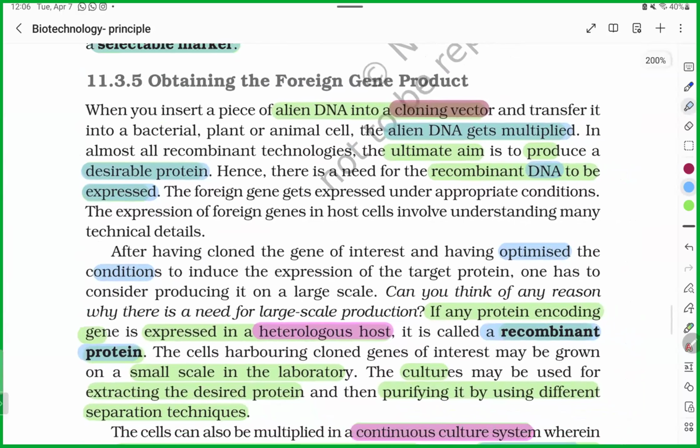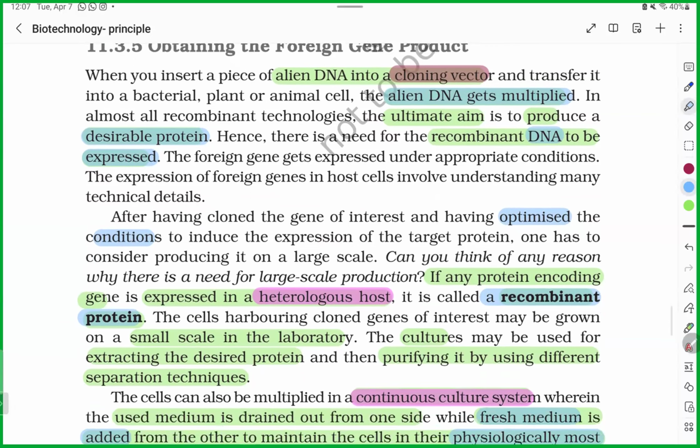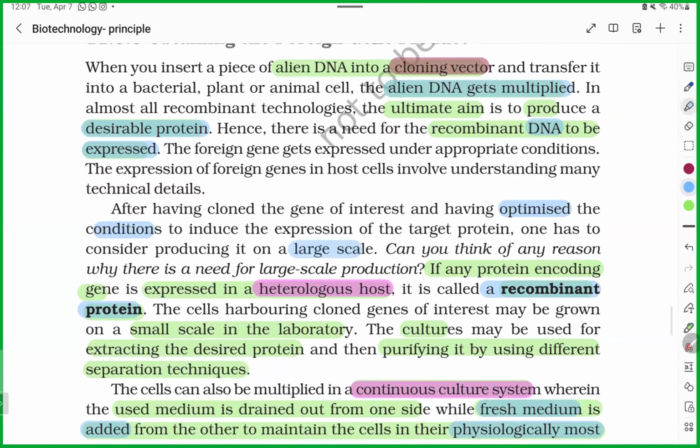I'll explain this. When we add DNA into the cloning vector in a different cell, we want to multiply the DNA. In this case, the ultimate goal is to get the best protein, correct? And for the best protein, we want the recombinant DNA to express itself properly, correct? So when the recombinant gene expresses itself in the proper situation, we need to maintain the optimum condition, the best condition, so it can multiply on a large scale.